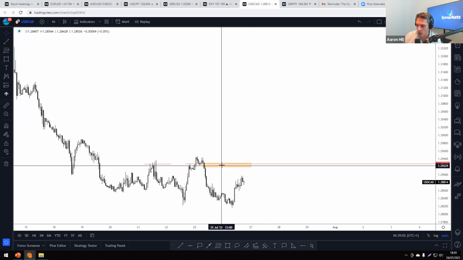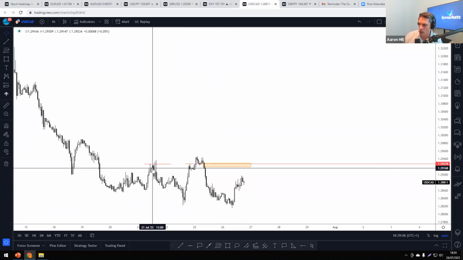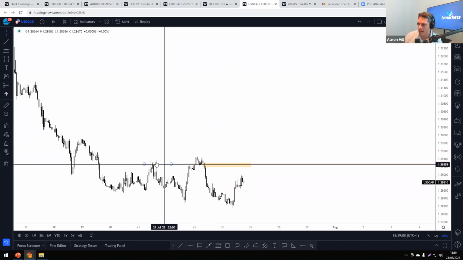But for me personally, I would not take this trade. Now, this is another example I wanted to show you. Again, another bearish Quasimodo pattern. You can see it here.